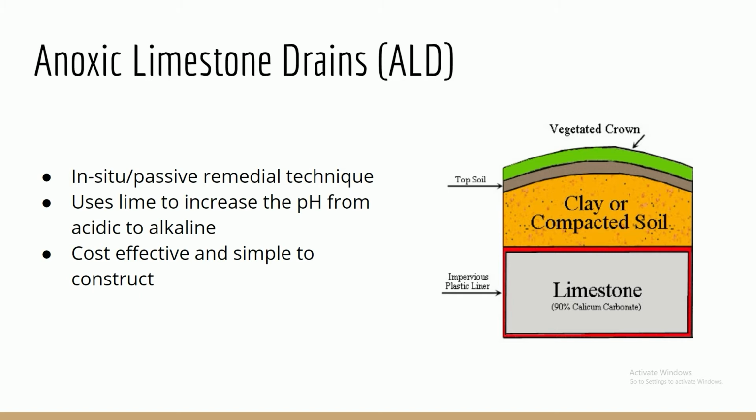Within the drain, a limestone layer exists to increase the pH of a contaminated substance to an alkaline level. The advantage of this method is that it is low in cost and begins to remediate immediately after installation. However, the most significant limitation is that it is only appropriate for specific conditions. Luckily, heavy metal contamination is one of them.